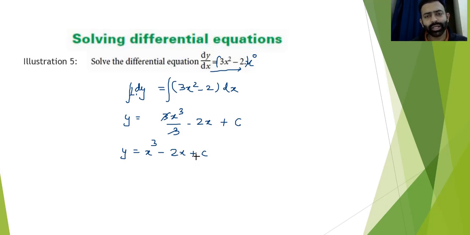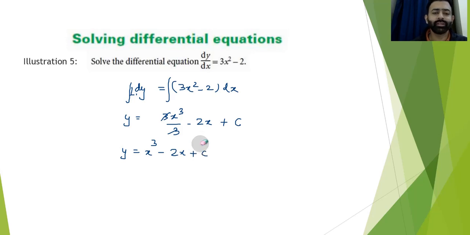But once you differentiate this, you will get the differential equation which was given in the original question, which is dy by dx equals 3x square minus 2, because the derivative of the constant is always 0, right? So this is called the general solution, that we do not know the exact value of this constant, right? So what is the particular solution?